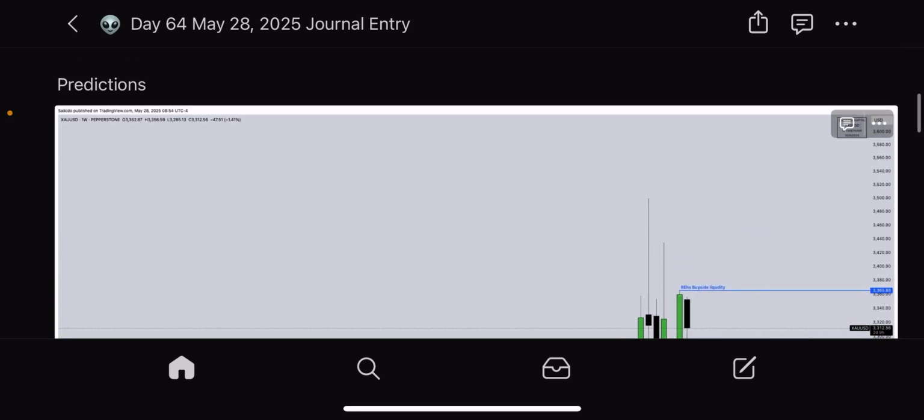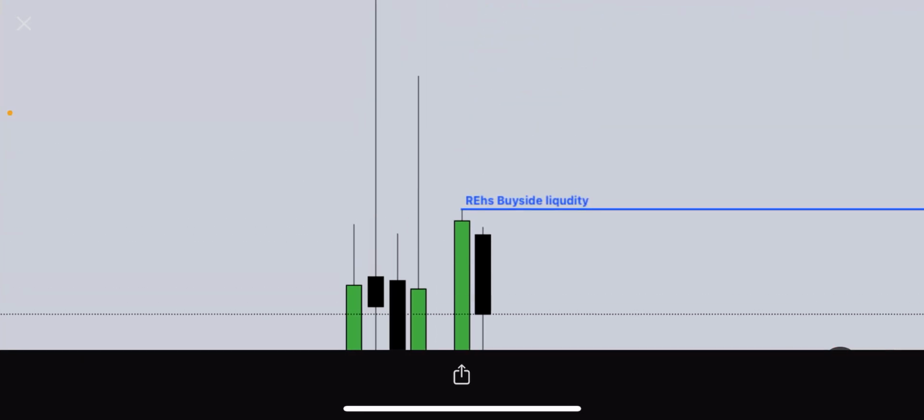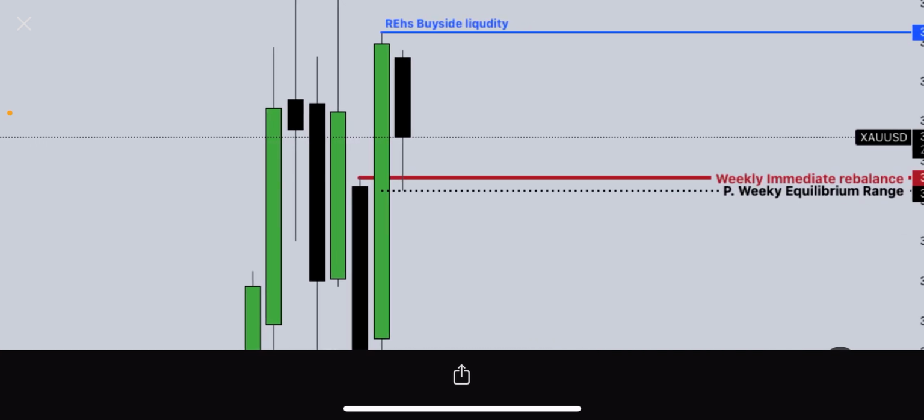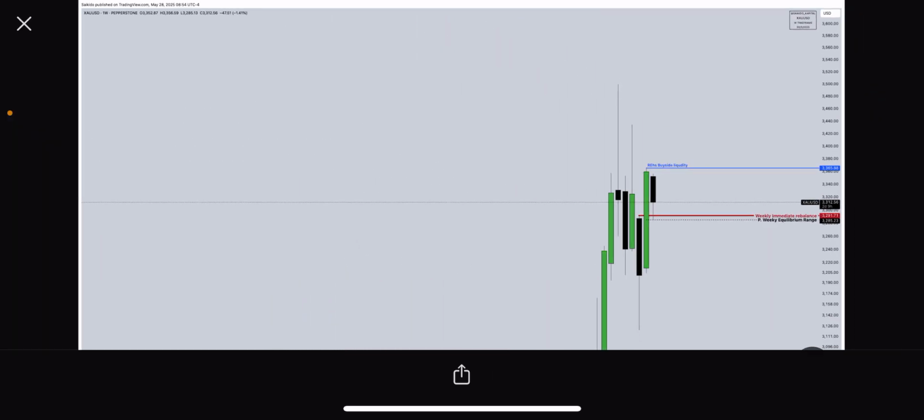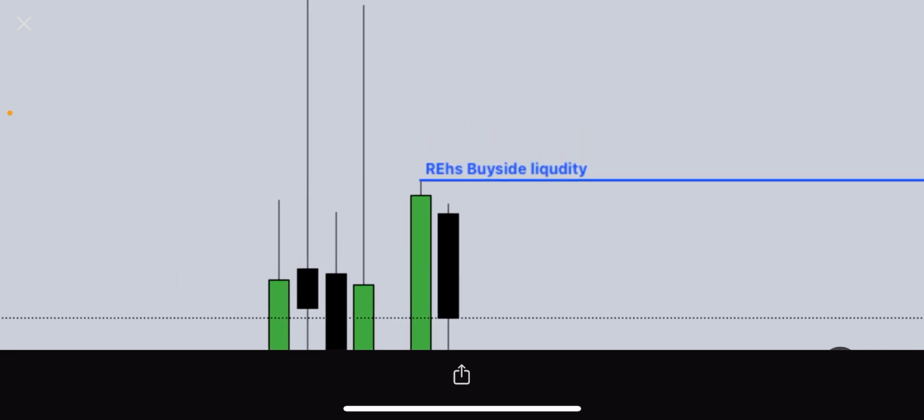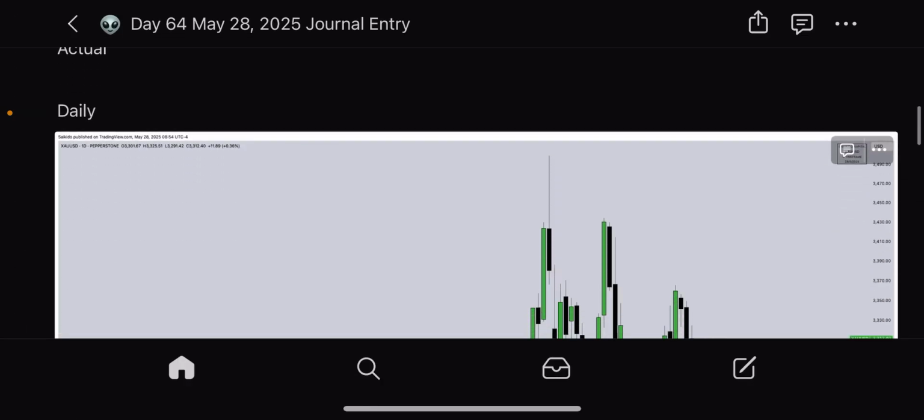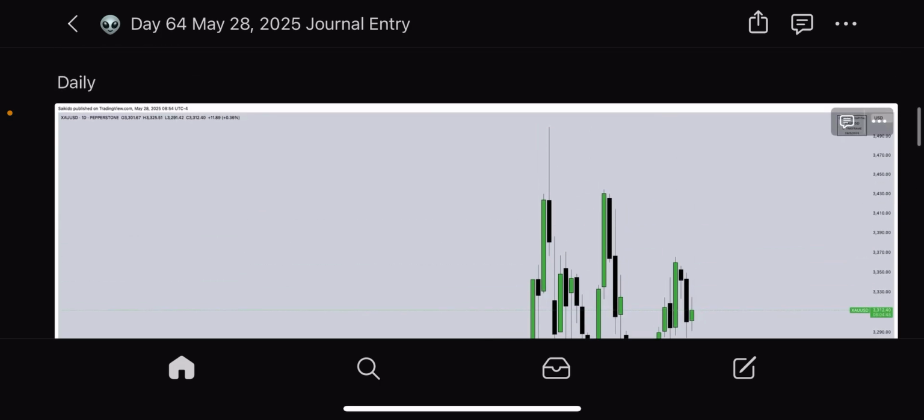So let's go down and look at the weekly chart. My prediction was that we're going to see those relatively equal highs, obviously after having made that weekly immediate rebalance and referred to the previous weekly equilibrium range. Okay, I like that, and I thought, okay, we're going to just spring higher and go towards those relatively equal highs, and I was going to aim for any premium array on the hourly chart.